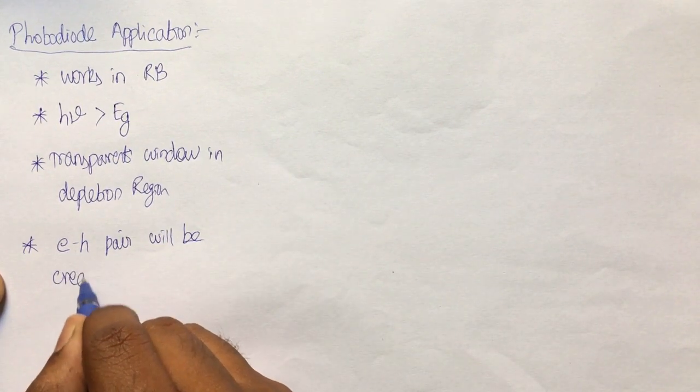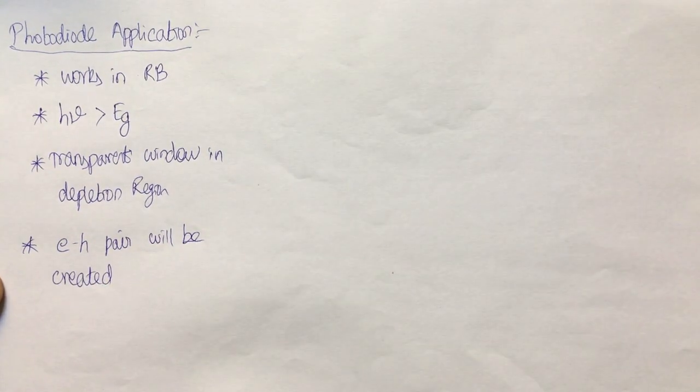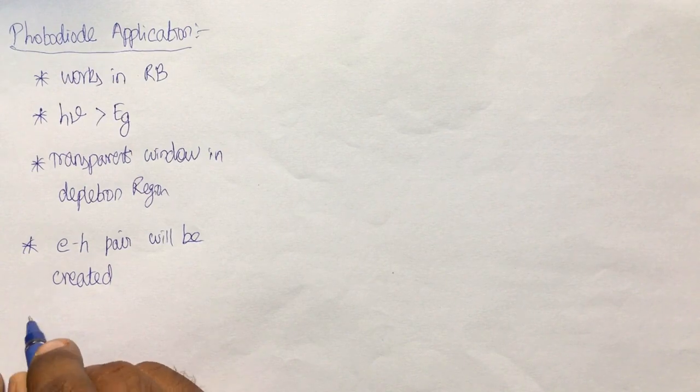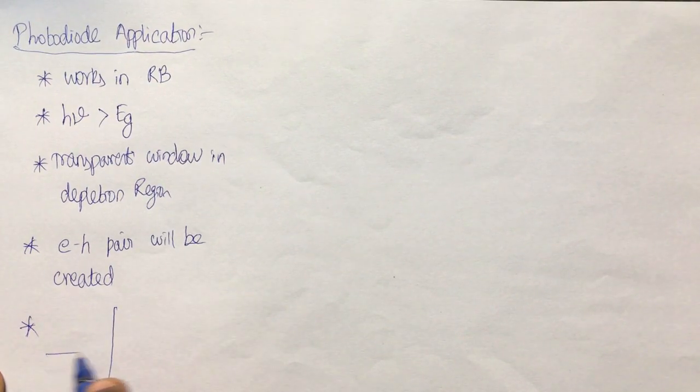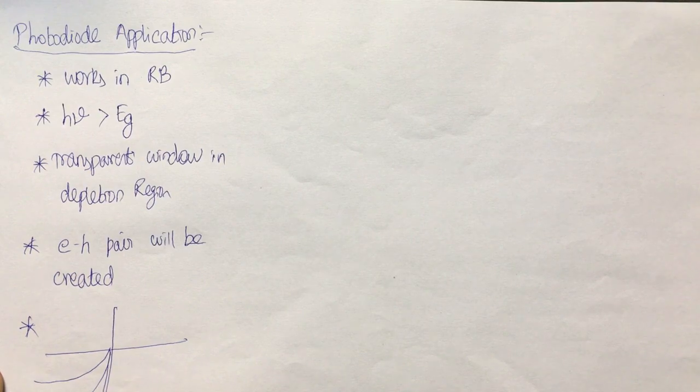And because of the electric field, the electron will move towards the N side, and the hole will move towards the P side. The hole will move in the direction of the electric field and the electron will move in the direction opposite to that of the electric field. And whenever the intensity increases, what will take place? The current also increases.